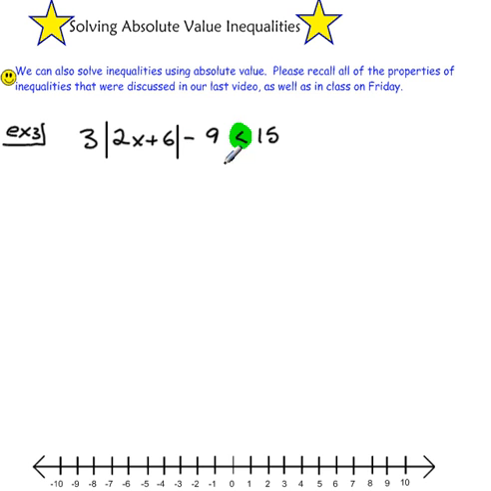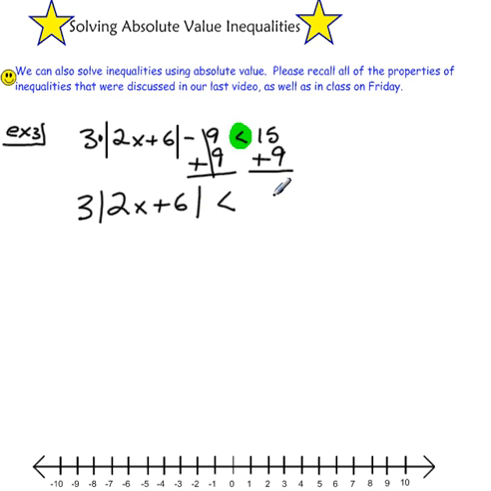Here we go. Alright, the first thing I've got is 3 times the absolute value of a bunch of stuff minus 9 less than 15. This kind of works like your old equations you learned way back in pre-algebra. We're going to add 9 to both sides first. So you can simplify absolute value equations just like you can simplify regular equations. Okay, I believe that gives us 24, right?